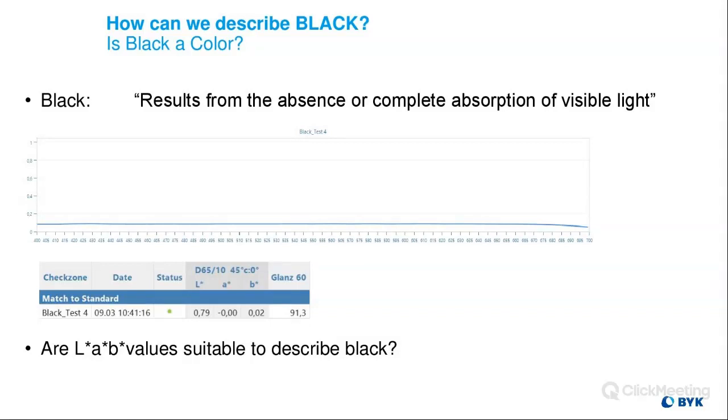And so the question becomes, are LAB values suitable to describe black? Because black isn't really a color in the traditional sense, it's the lack of color. And LAB values are used to describe color. I'm not going to get into all the reasons they're insufficient. We actually have a webinar up on our website right now, byk-instruments.com. We did a 1-hour web seminar on measuring blackness that you can view for more information. But the answer is no, LAB values aren't really suitable to describe black. We need different indices for describing them.